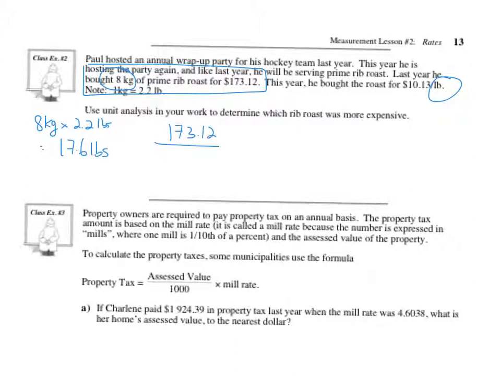All right. Now, if I have $173.12 divided by 17.6 pounds, my rate per pound works out to be $9.84 per pound. If we compare that to this year's roast at $10.13 per pound, you can see that this year's roast is more expensive.